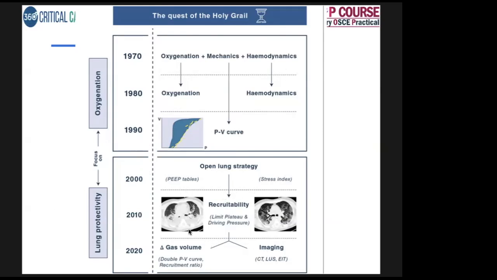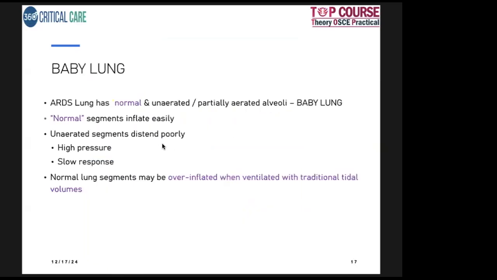In the 2010s, the focus shifted to recruitability, emphasizing the limitation of plateau and driving pressures, alongside imaging techniques such as CT scans. By the 2020s, the advancement targeted changes in gas volume using tools like the double PV curve and recruitment ratios, with further reliance on imaging modalities such as CT, lung ultrasound, and electrical impedance tomography. Overall, the trajectory highlights a move towards a lung protective strategy rather than just blindly improving oxygenation and hemodynamics. Coming on to lung protective ventilation.